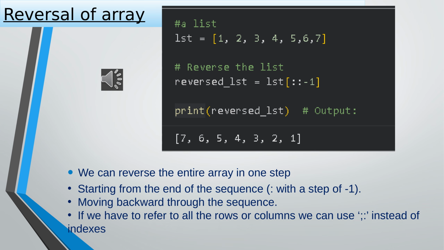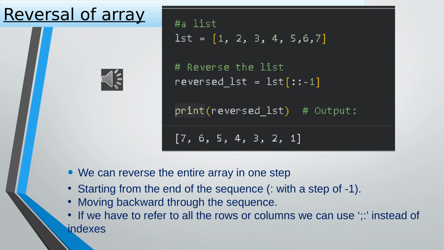Starting from the end of the sequence, with a step of -1, moving backward through the sequence. If we have to refer to all the rows or columns, we can use : instead of indexes. So far, we've learned about indexing, slicing, and negative indexing. Now let's combine these concepts to perform a very common operation, reversing an array.